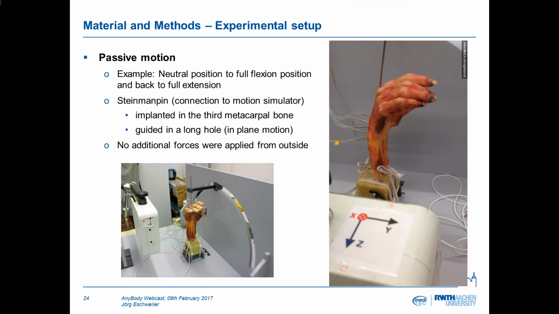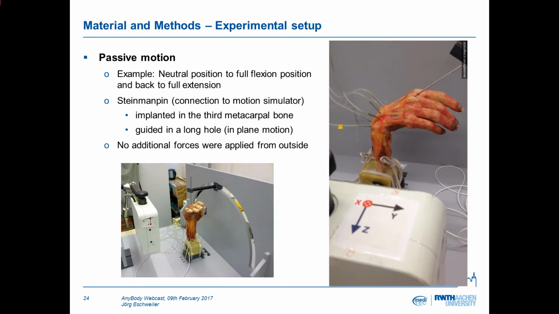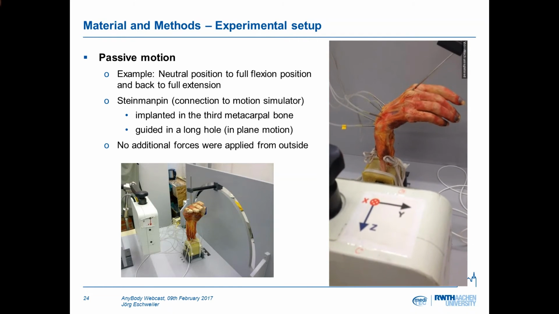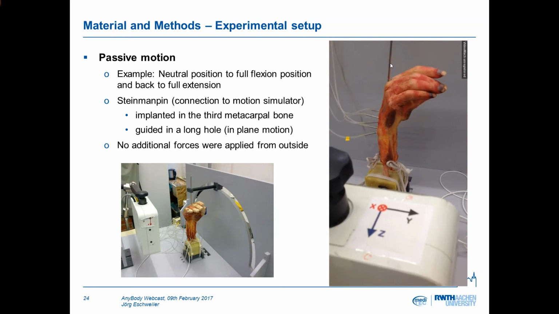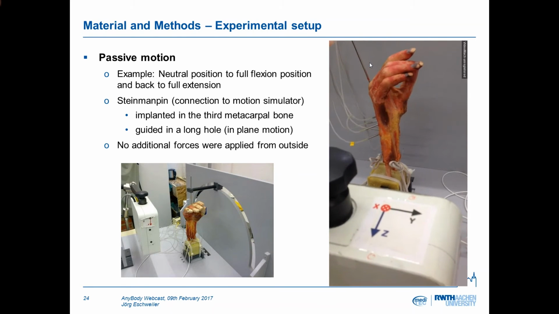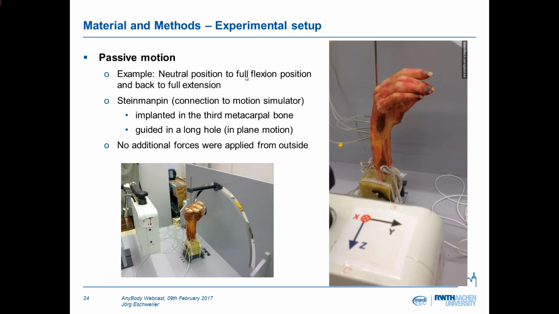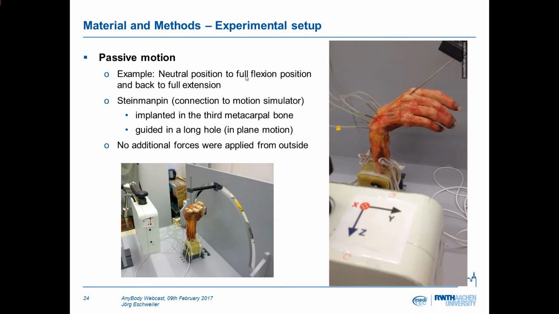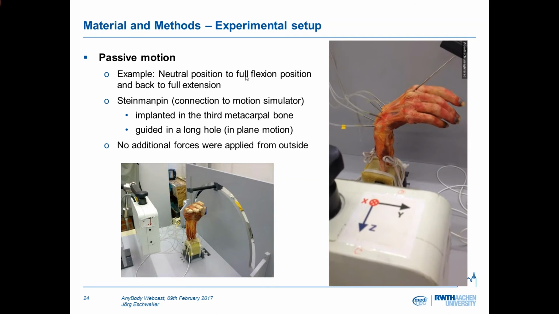Here in the video we see an example for the passive wrist joint movement. In our case we used for applying the motion to the wrist joint a so-called Steinmann pin, which was implanted in the third metacarpal bone. This you can see here, this one is the Steinmann pin. The pin itself was guided in a long hole to ensure that no forces from outside were applied to our cadaver hand during the motion. The outcome of these investigations was used for validating our model.